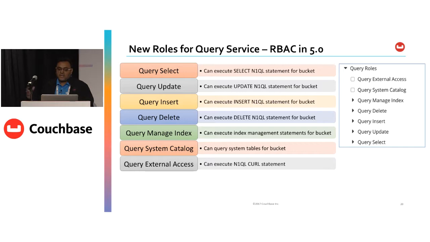And finally, the query external access role. This is a powerful role, but you should use it with caution, because we have introduced a new function in N1QL called curl, which enables you to integrate external data, let's say from an endpoint, and bring it to Couchbase to do joins. In that case, you can assign a user into this role when it's needed. So these are the roles around queries that we've added, and we hope that this will meet the majority of the use cases that we've seen.